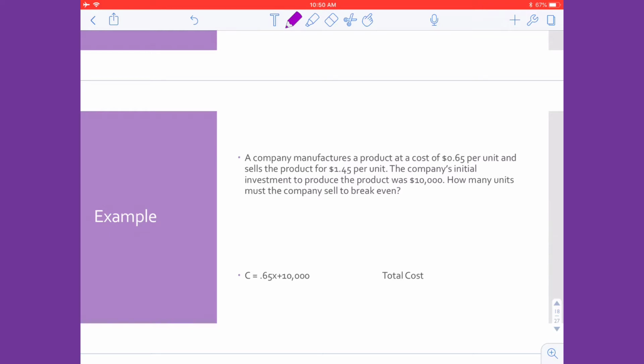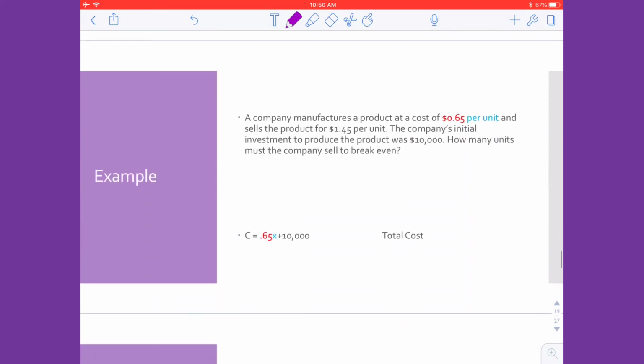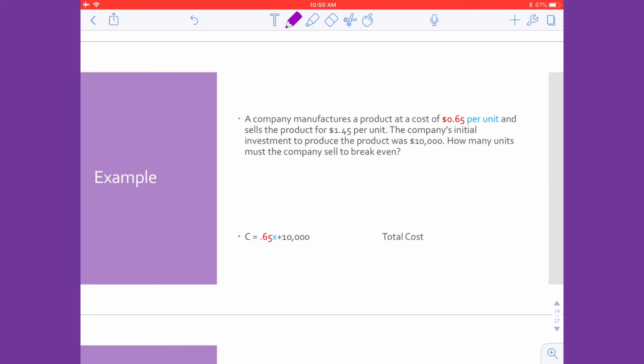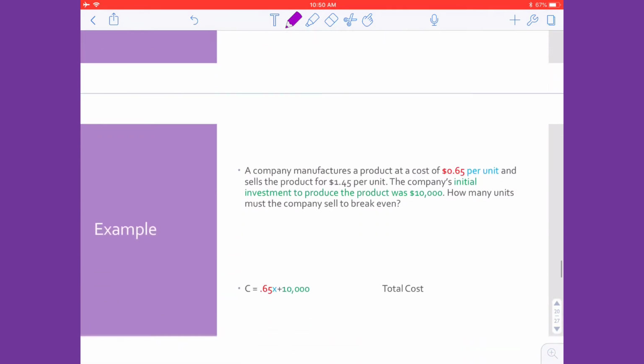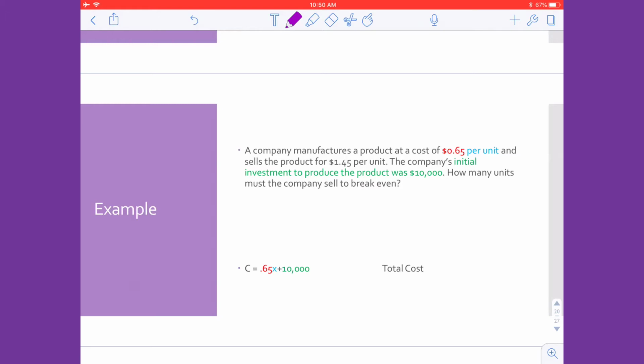So the key to solving a word problem is to take this step by step. The first line says that we're manufacturing 65 cents per unit. So I've gone ahead and wrote 65 cents, and I'm going to represent per unit by X. I'm then told that the initial investment to produce that product was $10,000, so that is my base value.